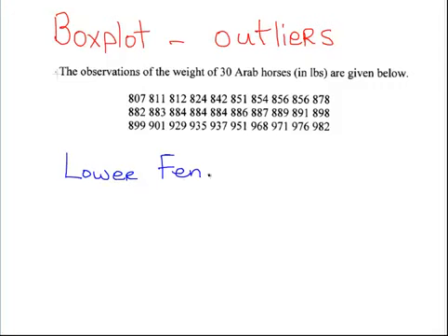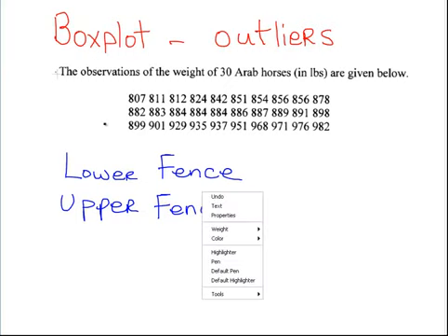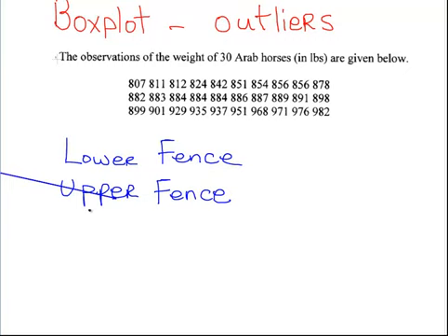Essentially what we're going to do is first off calculate the lower fence, then the upper fence, and we're just going to test it very quickly to see if there's any potential outliers in this data set. Okay, we're not drawing the box plot or anything like that.